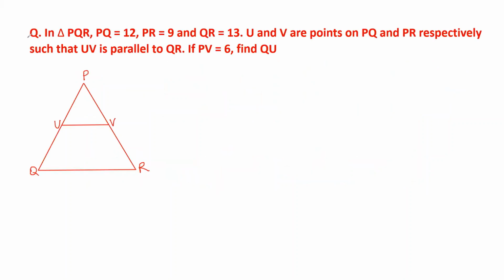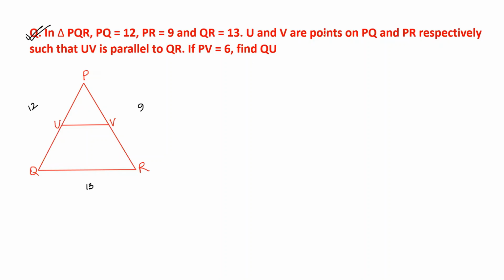Let us begin with this question. We have been given a triangle PQR such that the length of the side PQ is given to be 12 units. The length of the side PR is given to be 9 units and the length of the side QR is given to be 13 units.